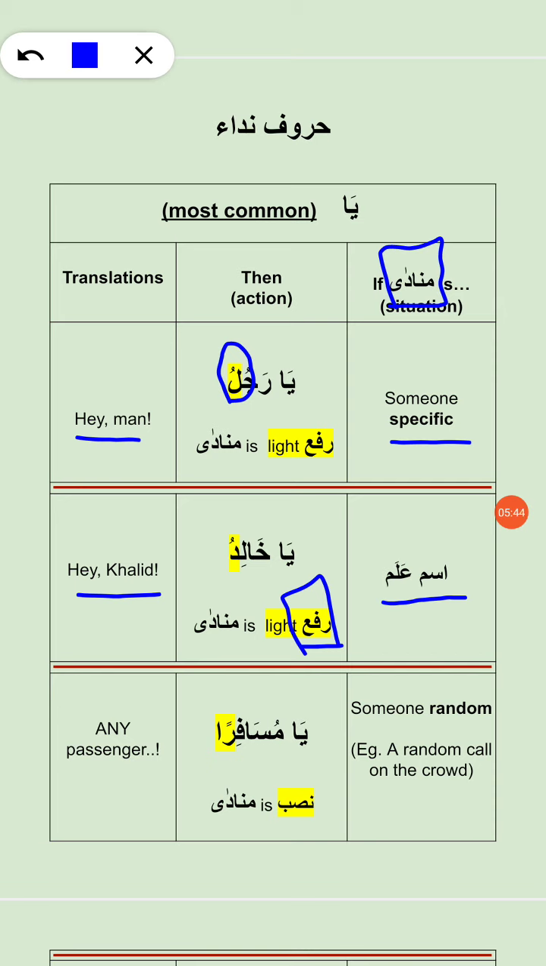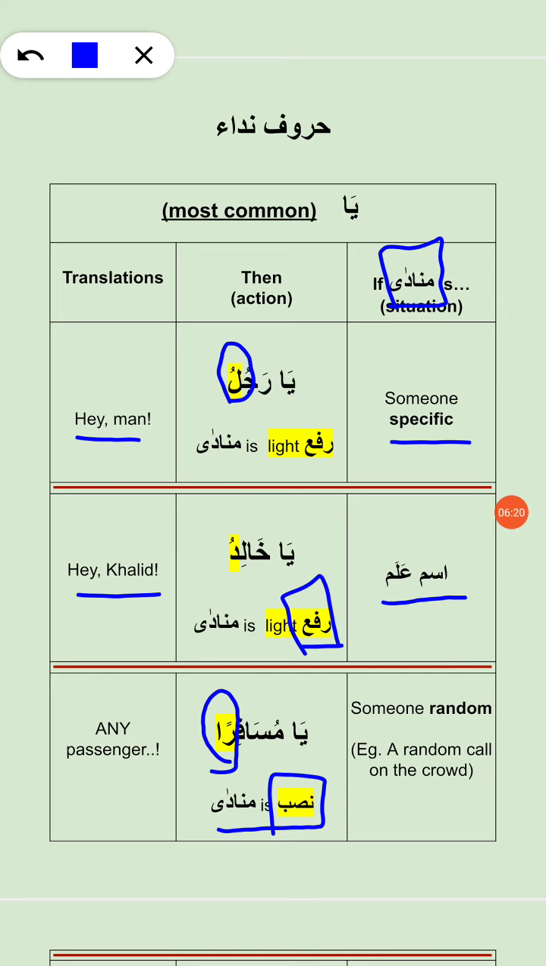All right, how about you want to call out to someone totally random? For example, if you're in a crowd and you just want to say, as we often say in English, help me, anybody. Okay, so that anybody, how do you translate that in Arabic? You simply let it remain with the tanween, but you make it nasab. Okay, so munada becomes nasab and with tanween. So ya musafiran, musafir is your passenger. Okay, someone who travels. So traveler is musafiran.